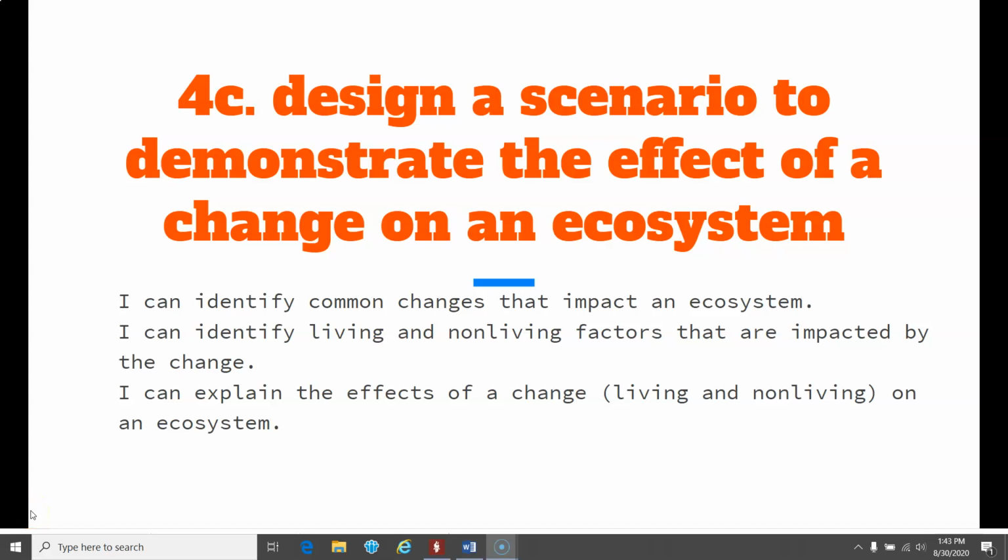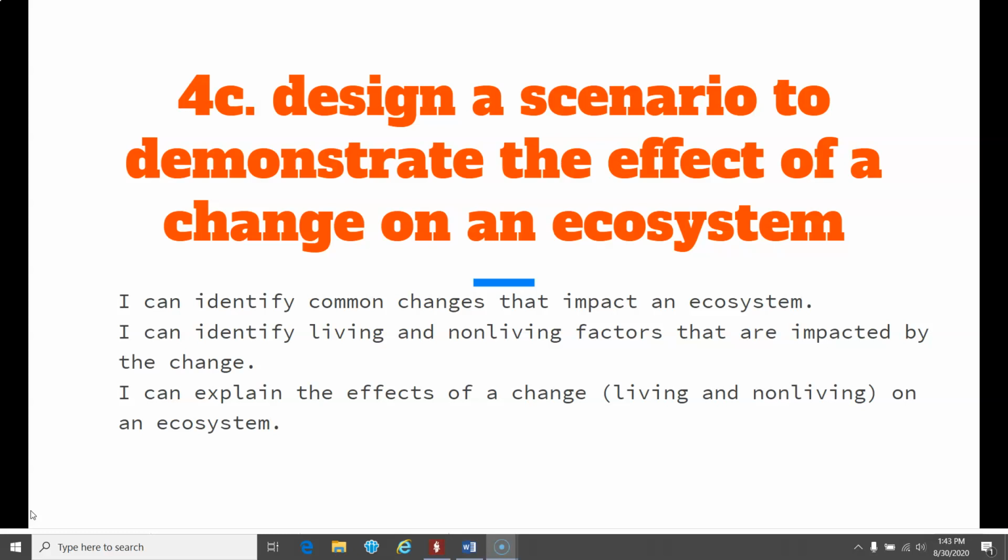Hello, boys and girls. Miss Cross is here with you for science today, and we have been working all week on designing a scenario to demonstrate the effect of a change on an ecosystem. We have been working on the learning targets of I can identify common changes that impact an ecosystem, I can identify living and non-living factors that are impacted by a change, and I can explain the effects of that change on living and non-living things in that ecosystem.